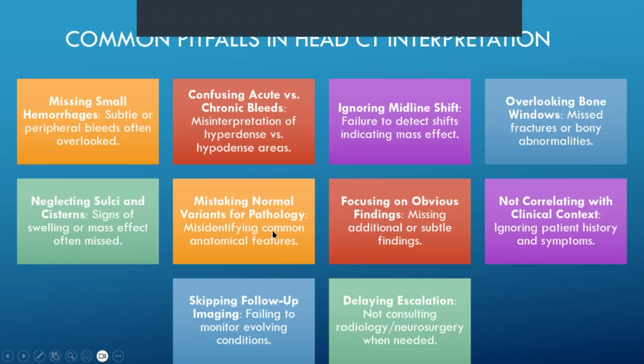Mistaking normal variants for pathology. This often happens, and this is not something that you can really get away from. All of us tend to sometimes look at things and they look abnormal to us, but they're actually normal. So the only way to get to that stage is to look at a lot of normal CTs and understand normal variations and hopefully get to that point. But for most of us, it takes quite a few years of looking at it to actually get to that point.